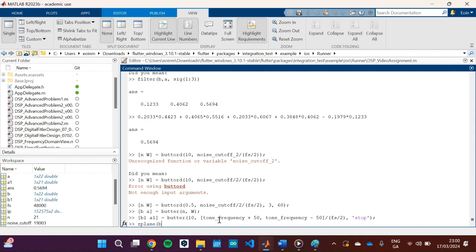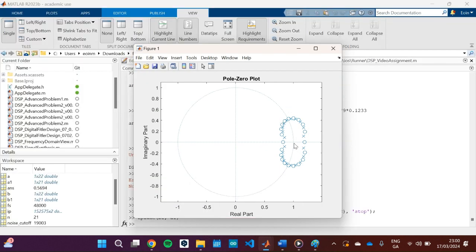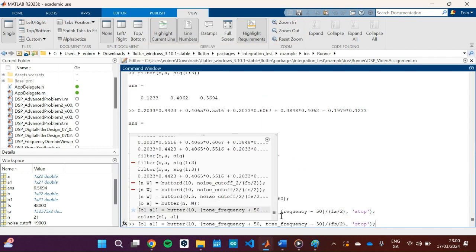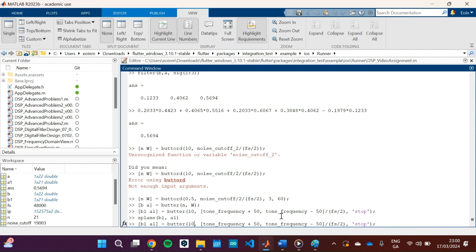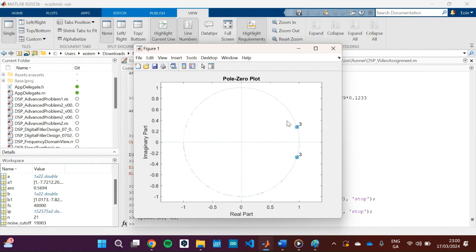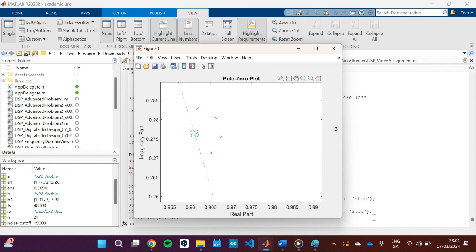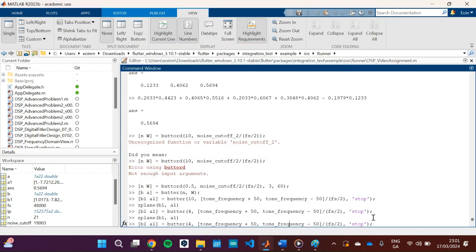Now, just to ensure that they're stable, I will plot the Z plane. And no, it's not stable because there are so many poles and zeros outside the unit circle. So I'll bring the order down. I'll try it with 4. I have tried this previously and it doesn't really work perfectly. It is not fully stable now. I don't think I can get it perfectly right on the circle or just inside the circle.